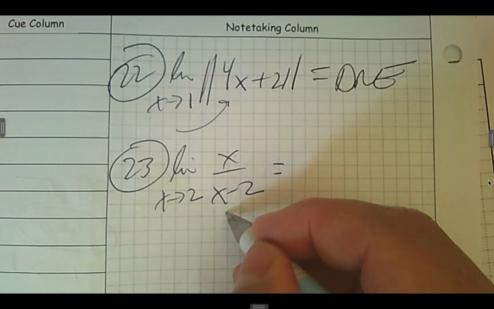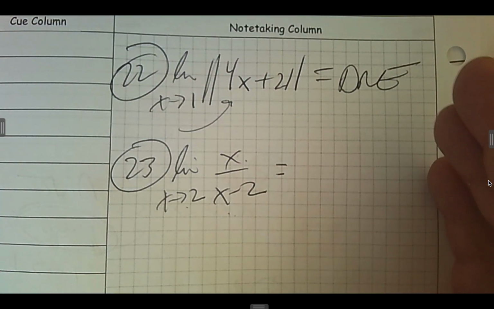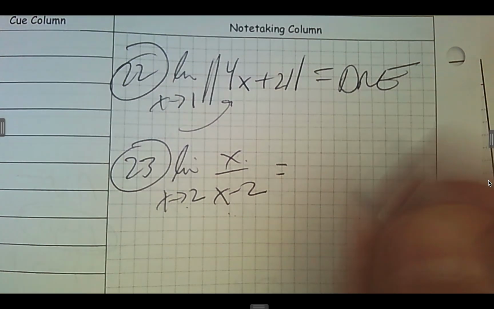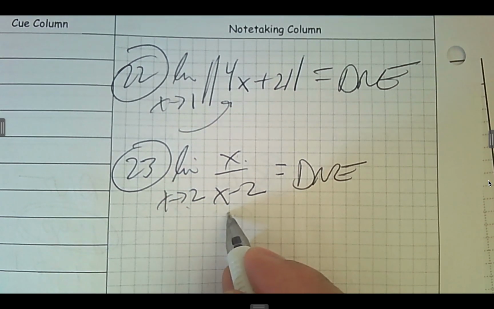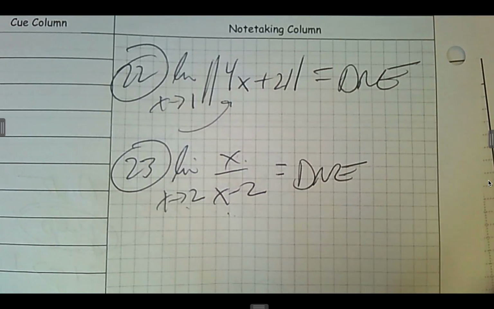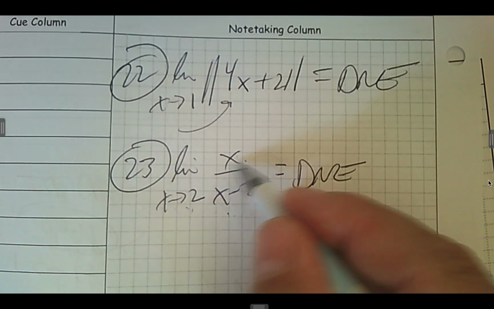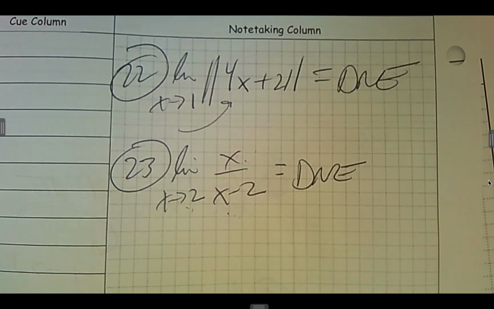Step 1, plug in. Well, when I plug in, I get 2 over 0. That is not indeterminate. There's nothing to factor. There's nothing removable. So when it approaches 2, it's approaching the asymptote, and the limit does not exist at that asymptote. Done. So when you plug in, you get 2 over 0. That is not indeterminate. That's just undefined. It's non-removable. There's an asymptote, so the limit does not exist.